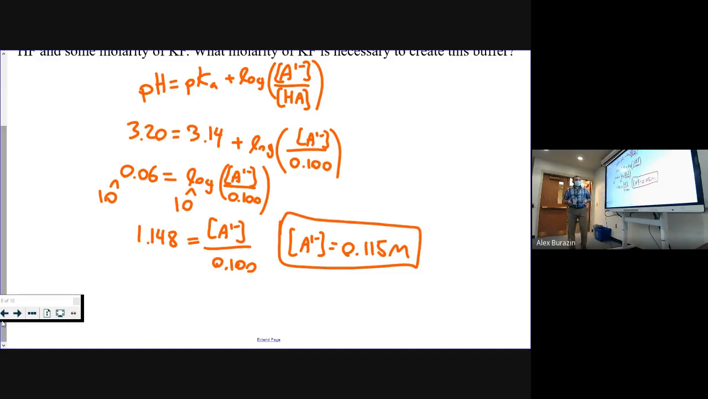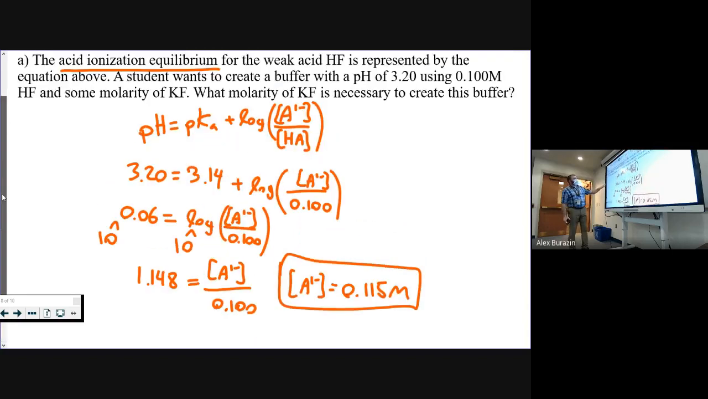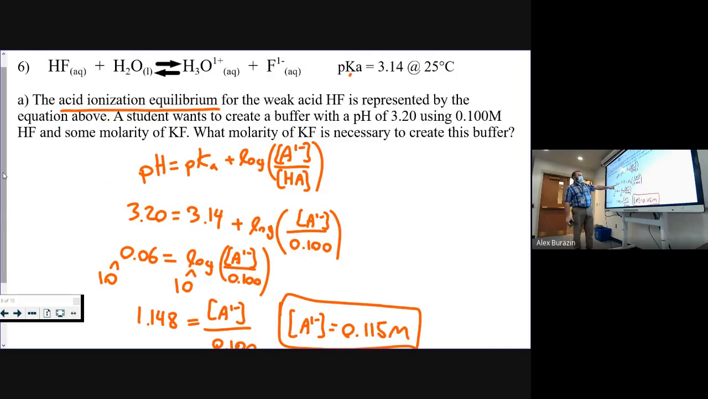Okay, so let me recap just a couple things. If the pH that I was trying to create my buffer at was 3.14, meaning pH and pKa are equal, what does that tell me about the relationship of weak acid and conjugate base? That they're equal. If pH and pKa are equal, then base and acid are equal in the buffer.